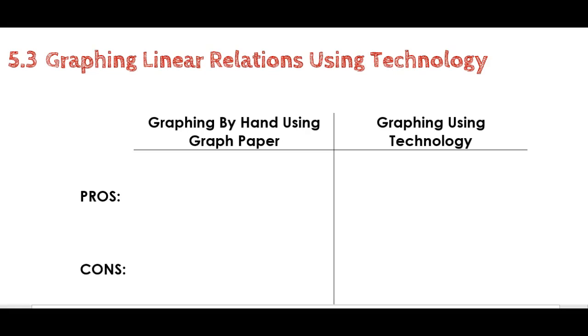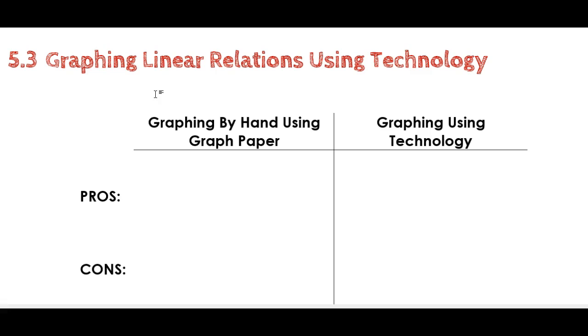So today's lesson is on graphing linear relations using technology. What we've been doing so far in class in creating our scatter plots has been using graph paper and graphing by hand. There are some definite advantages to that, but also some disadvantages. Today I'm going to provide you with a different tool that you can use if you want to make graphs that may or may not work better than graphing by hand.